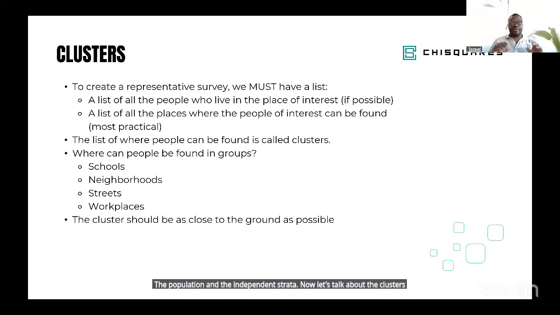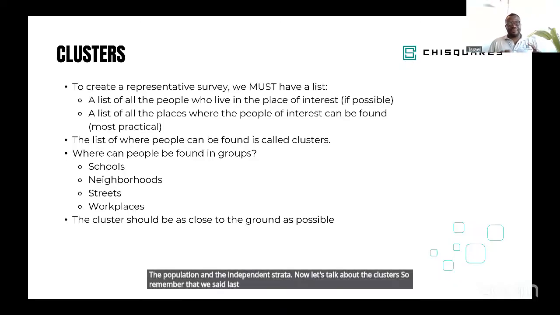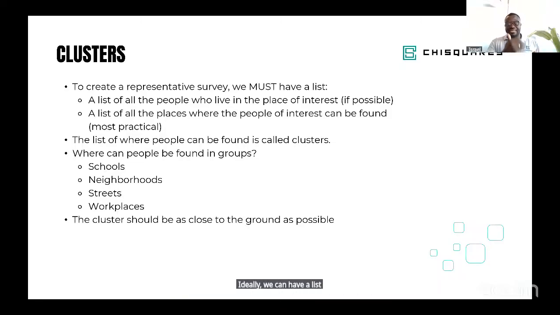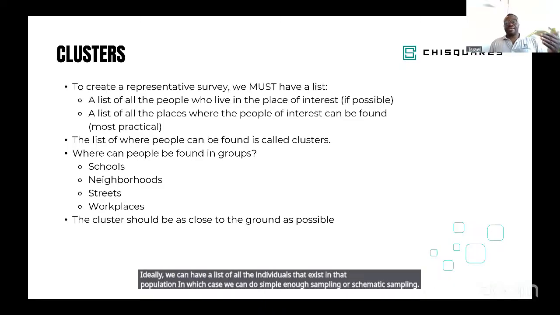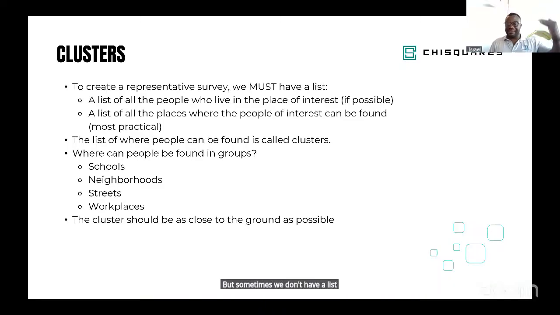So remember that we said last week that for us to do random sampling, we must have a list. There must be a list. Ideally, we can have a list of all the individuals that exist in that population, in which case we can do simple random sampling or systematic sampling. But sometimes we don't have a list of all the people who live in that country or that location. So the next question is, where do we find these individuals? Well, in that case, we can create a list of all the places where the people can be found.